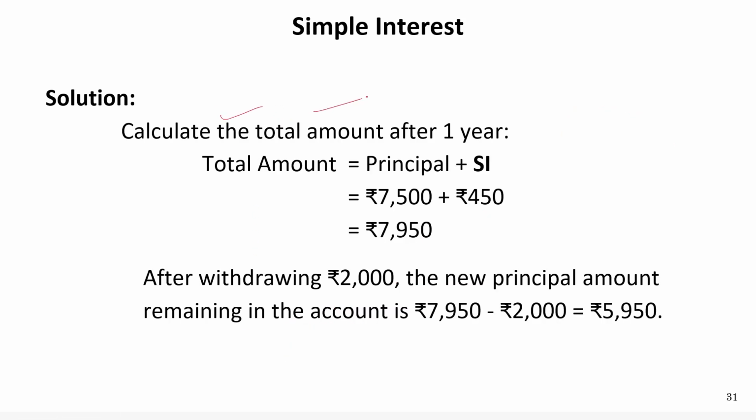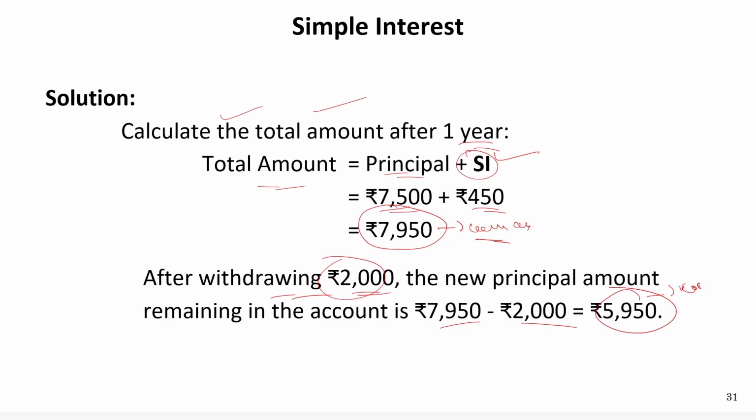So calculating the total amount after 1 year is equal to what? Total amount is equal to principal plus SI. Principal is nothing but 7500 plus SI equal to 450. So 7950 is the correct answer. Then he withdrew 2000, so the new principal amount will be what? 7950 minus 2000 is equal to 5950. Correct answer.